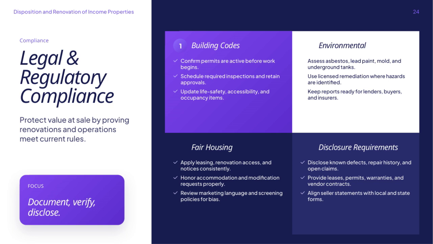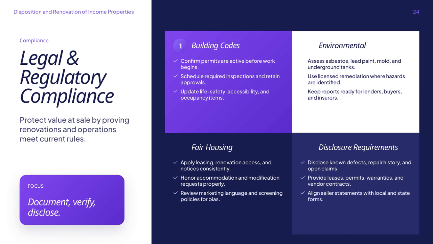Fair housing rules must also be closely followed. This involves applying consistent policies for leasing, renovation access, and providing proper notices. Accommodation and modification requests need to be honored appropriately, and marketing language and screening policies should be reviewed to prevent any form of bias.